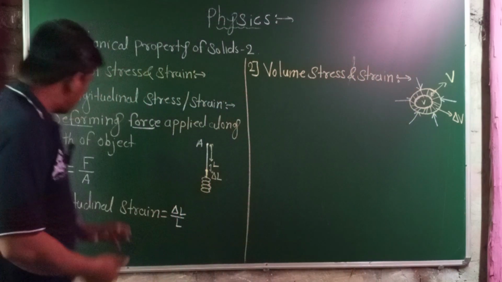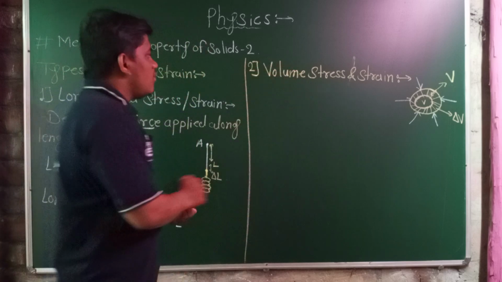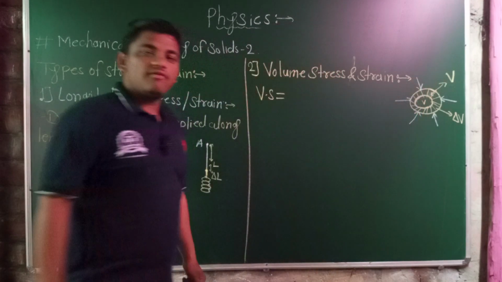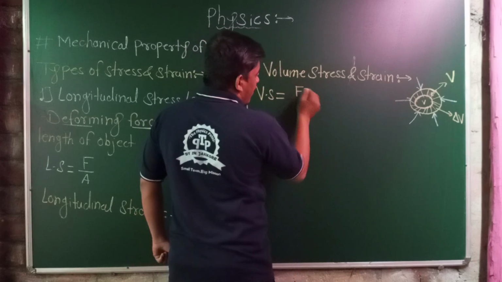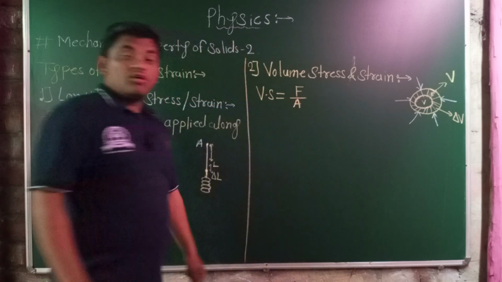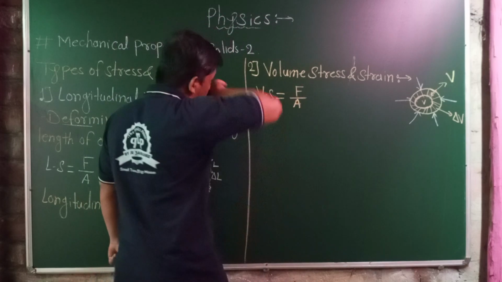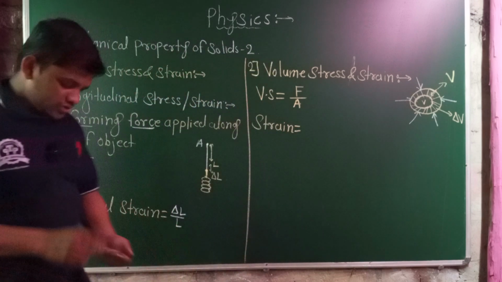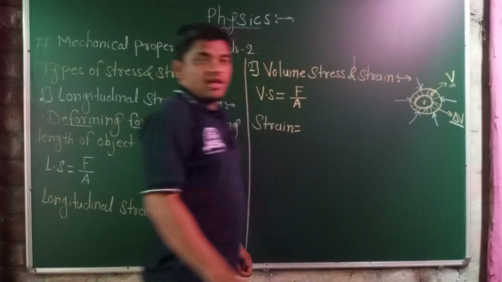As we said before at the time of discussing longitudinal stress, the same equations apply for every type. Then the volume stress is equal to the applied deforming force on the spherical surface of the sponge ball, that is the force F divided by the surface area of that spherical shaped ball. But the strain will change. The volume strain is equal to the change in dimension to the original dimension. The change in dimension will be delta V and the original dimension is capital V.